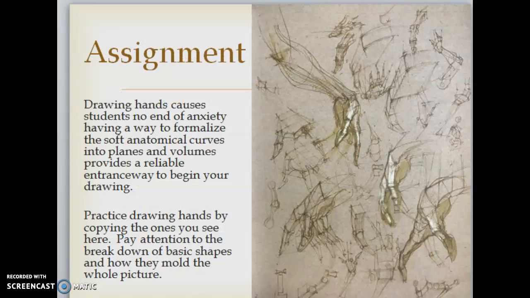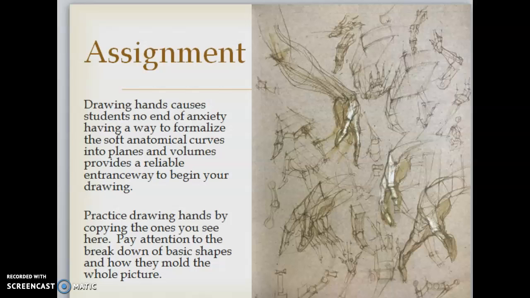So for your assignment, I want you to draw hands because it's a very anxiety-inducing thing to do. It's something that most people like: they'll draw this beautiful form and then they'll just struggle with the hands.